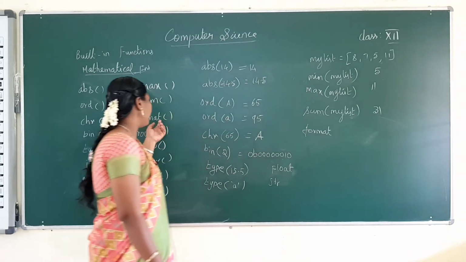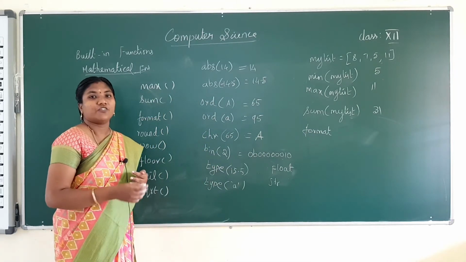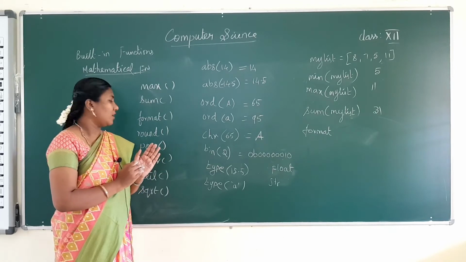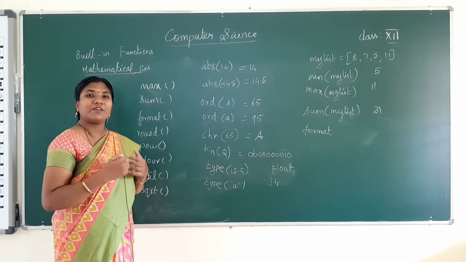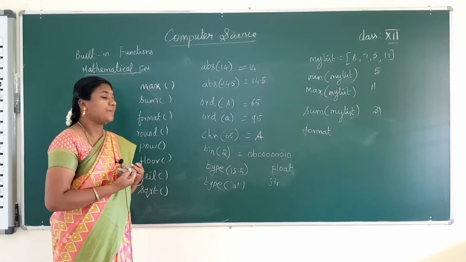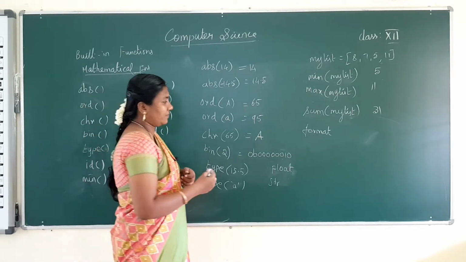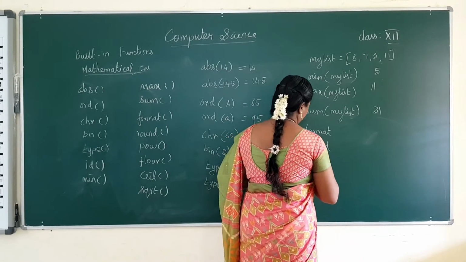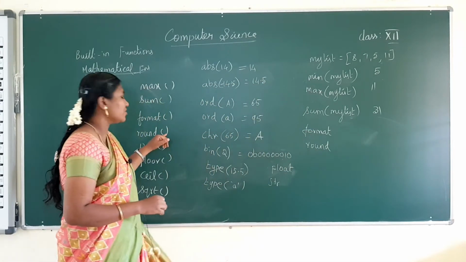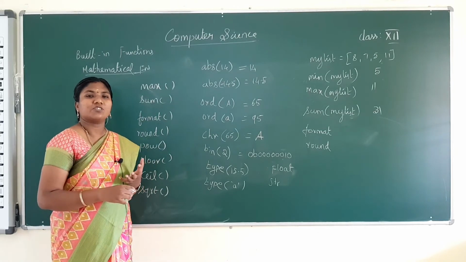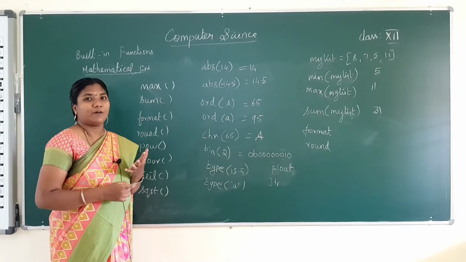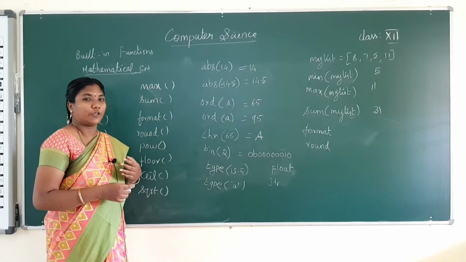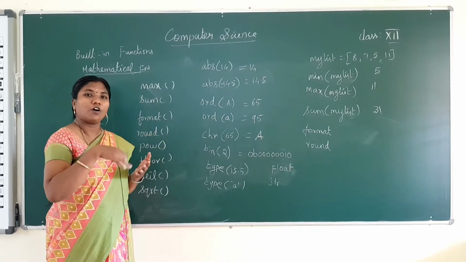So, what does the format function do? You know very well, the format function will format up to the number of values we are giving. Okay. And the next one, the round function. The round function gives the values in decimal; when you are using float values, the round function will be helpful for you. It will round off the number.